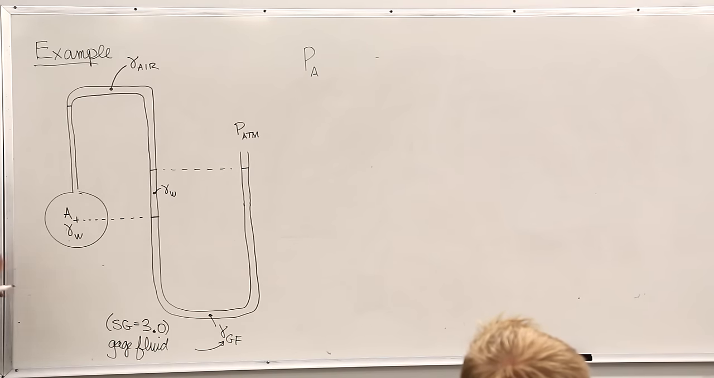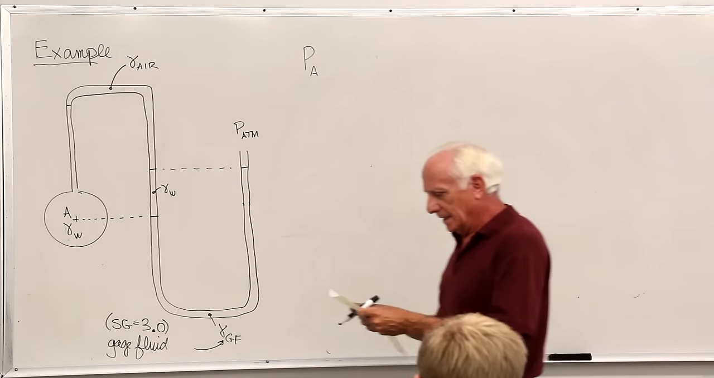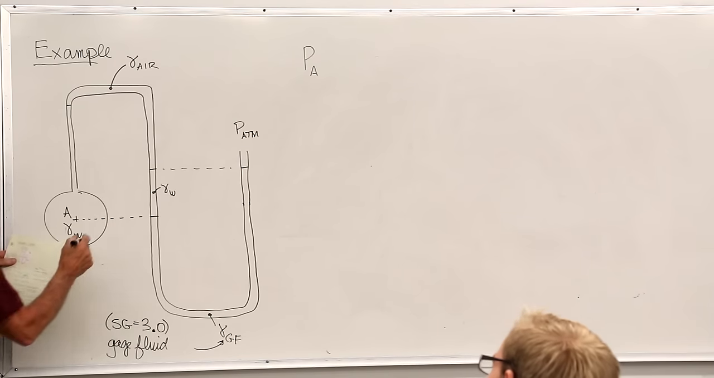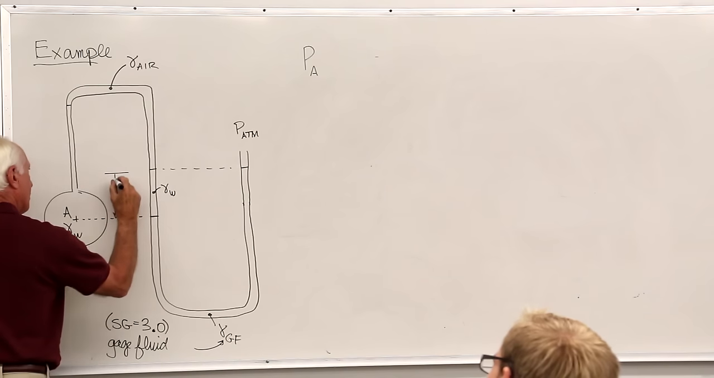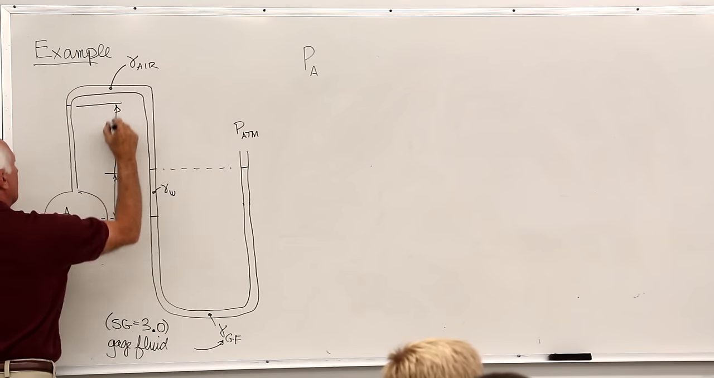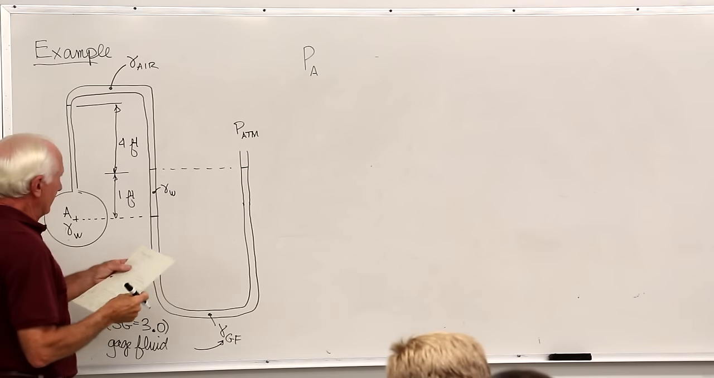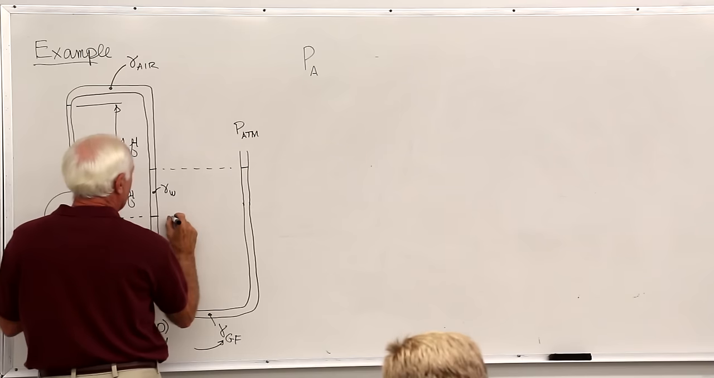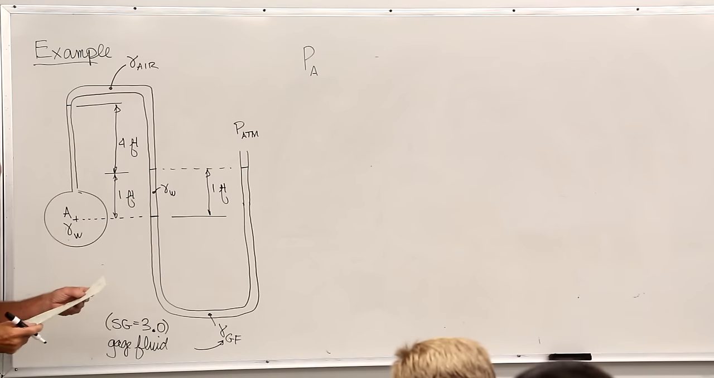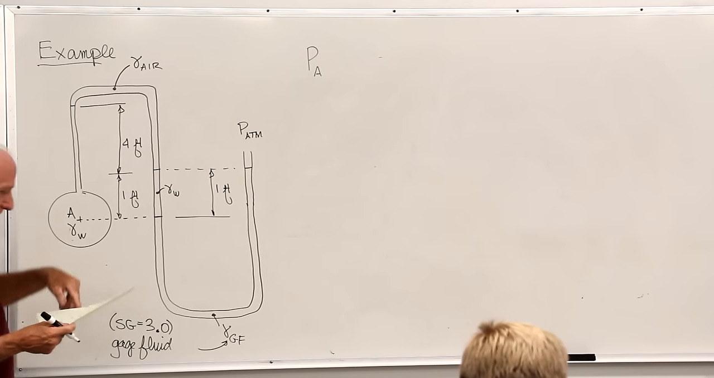I'm going to go up. I better put some numbers in here. This guy is 1 foot. This one is 4 feet. Over here, this one is 1 foot. Got it. That's all I need. Okay, P atmospheric. Air, water.